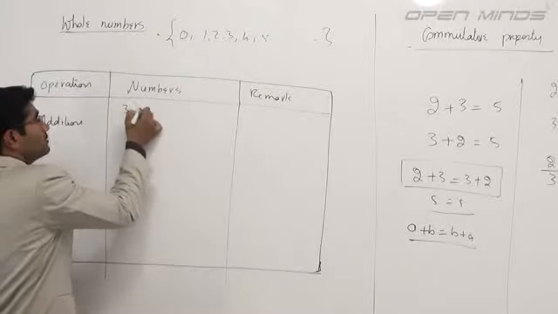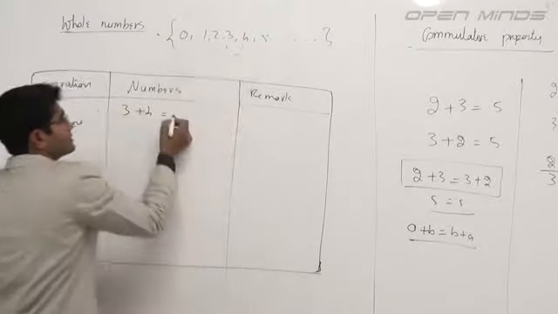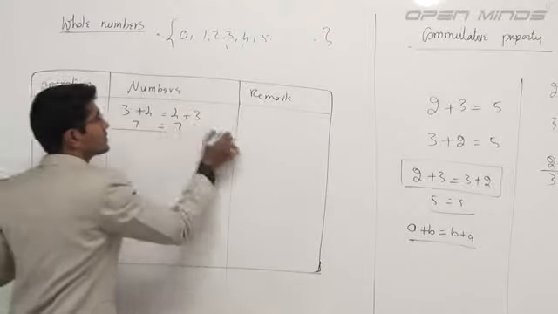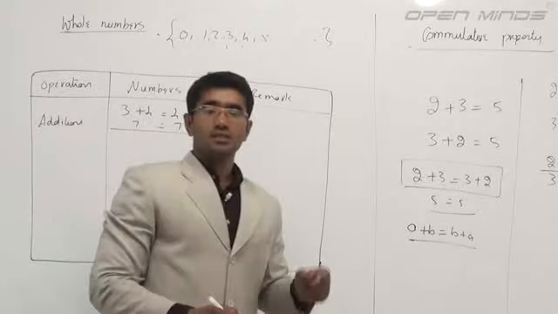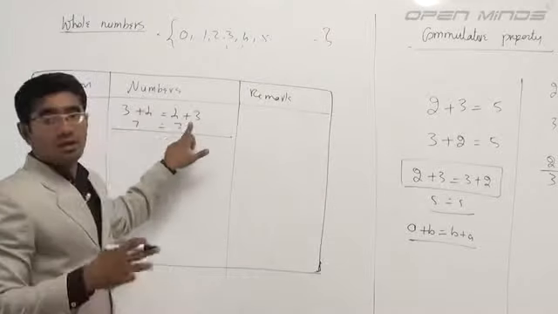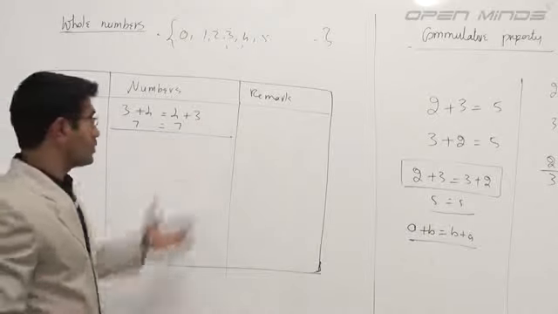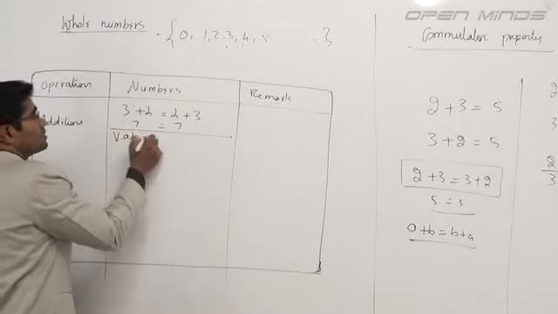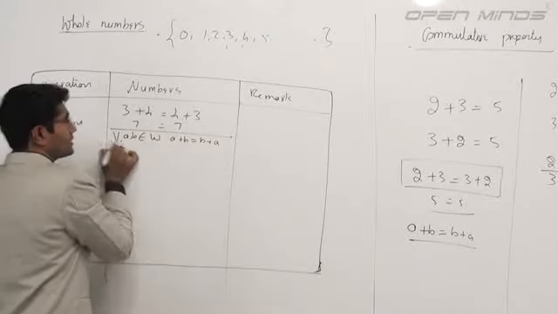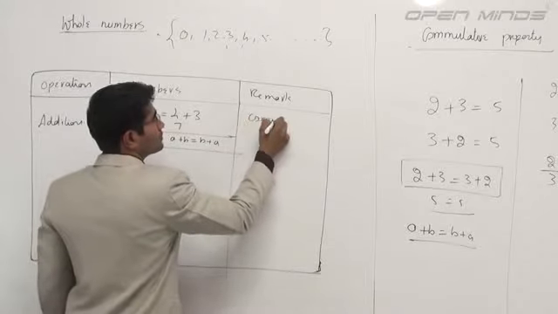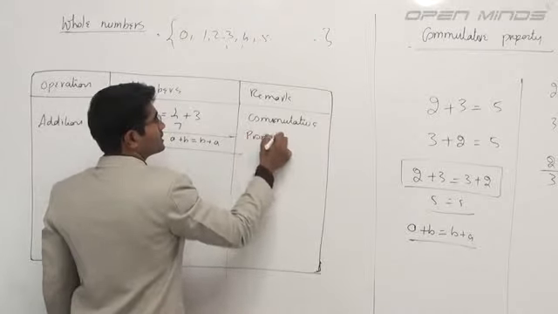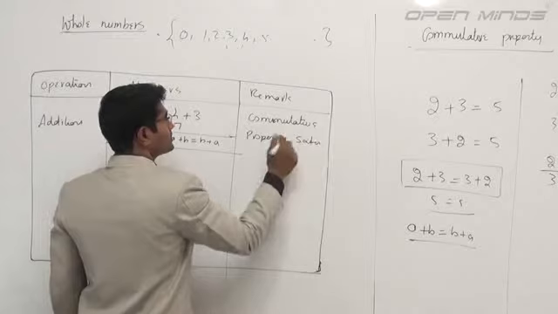Let's say I take 3 plus 4, and 4 plus 3. Both times I'm getting 7. So yes, I can see that the property is satisfied. Can you think of any two numbers, add them in this fashion and the other way around, and you will get the same answer? So I can say for all A and B which belong to whole numbers, A plus B is equal to B plus A. The remark is that the commutative property is satisfied.